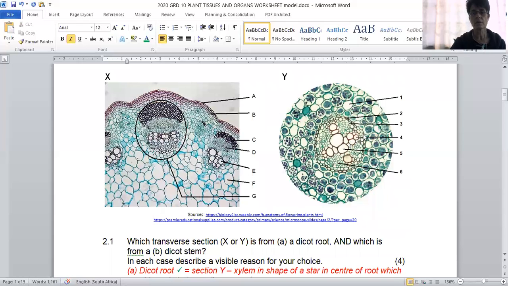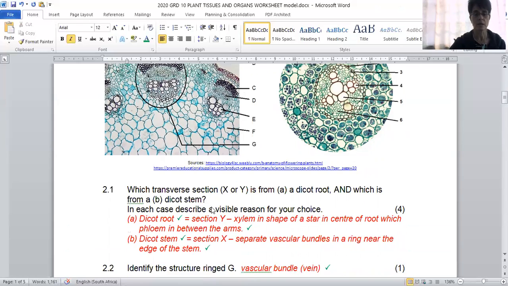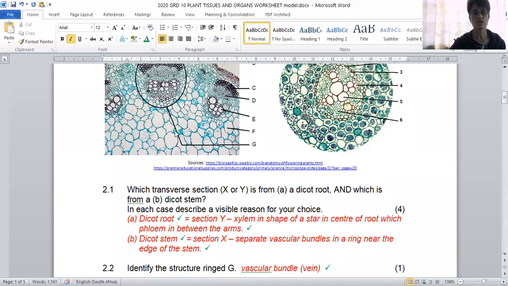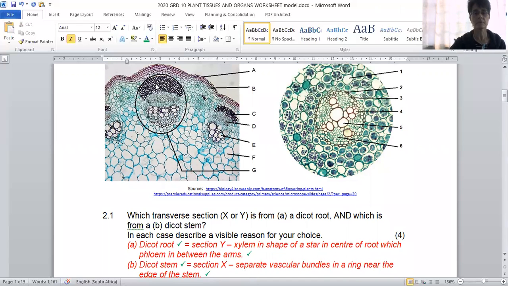How do we know? Because the xylem is in the center and it's in the shape of a star, like a 4-armed, whatever number of arms, star. And the dicot stem is X because they are separate veins, separate vascular bundles of veins in a ring around the edge of the stem. All right? You can stop and start this video as you go along and check yours. Identify the structure, ring G, so that's the vascular bundle, the vein or vascular bundle, cross-section through it.